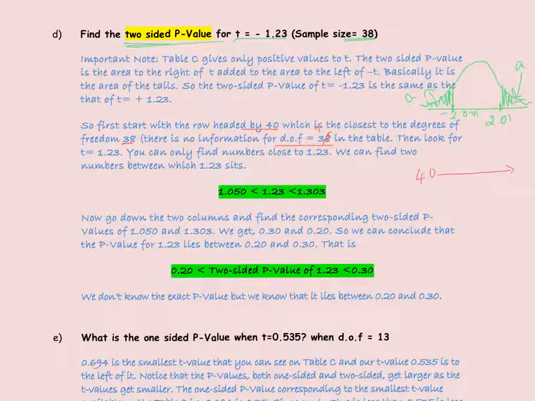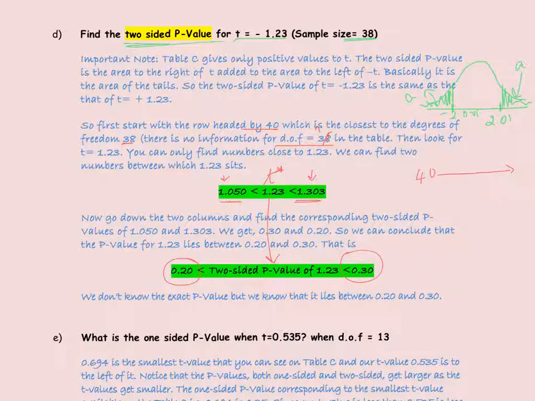Now obviously we are not going to find 1.23. However, we find two numbers, 1.050 and 1.303, between which our T star lies. Based on these two numbers, we're going to find the two p-values for those two numbers, and our p-value is going to sit between the p-values of those two numbers.